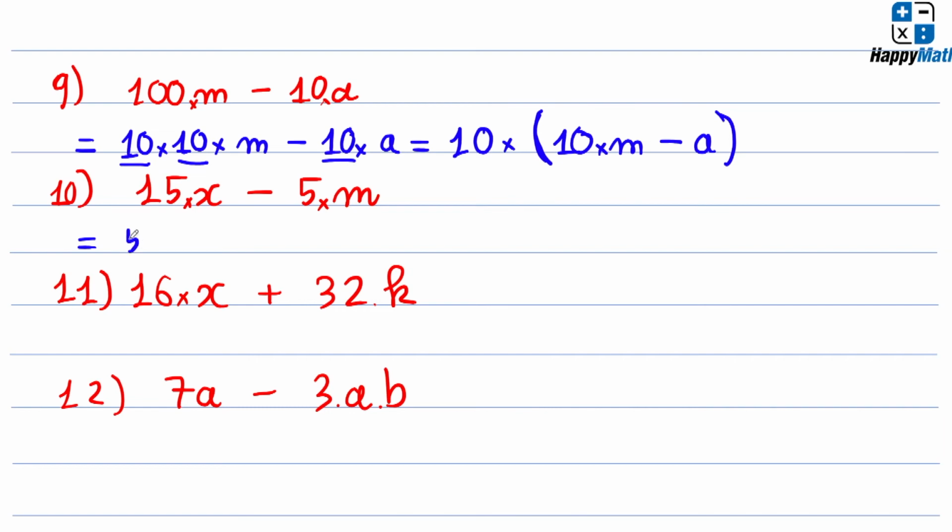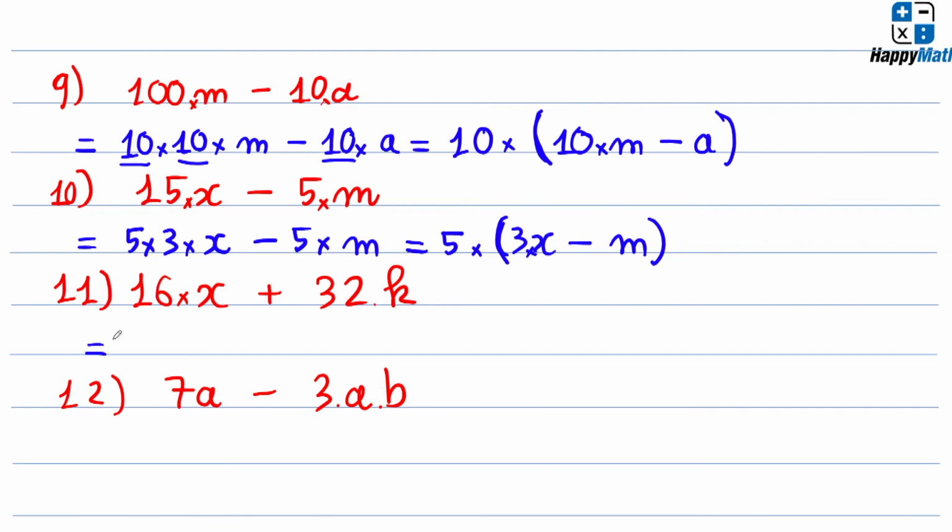Okay, 15h minus 5m in question 10. 15 I write out here as 5 multiply 3 multiply h, and minus 5 multiply m like this. Take 5 outside, and inside the bracket you've got 3h left and minus m left. So inside the bracket I've got 3h minus m. Okay, we finish this question.